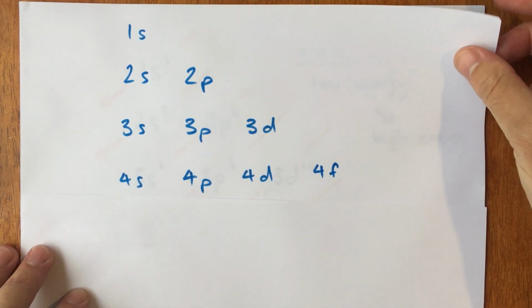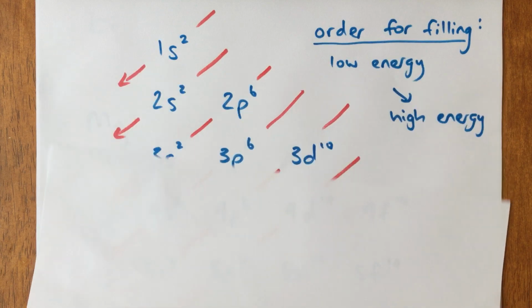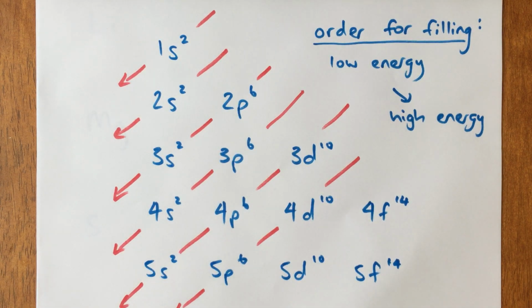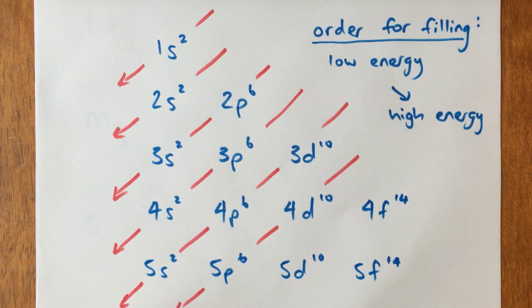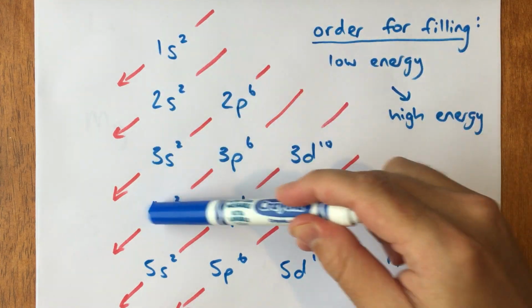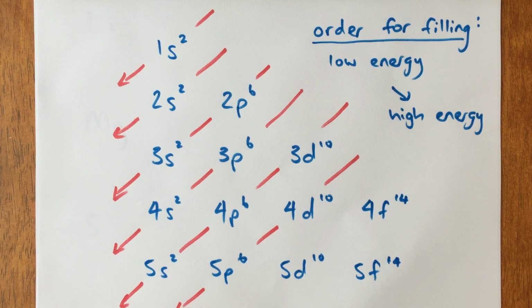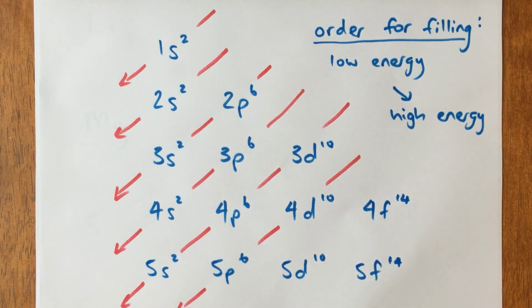So to explain that, we're going to go to another diagram. Here we're going to look at the order for filling electron sublevels when you are writing the electron configuration for an atom. So this diagram here tells us which order we fill them in. We fill from the lowest energy to the highest energy. So low energy to high energy. Now you would logically think that that means you would go 1, 2, 3, 4, 5 and fill them in that order.